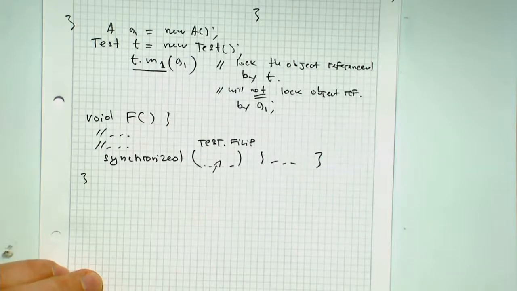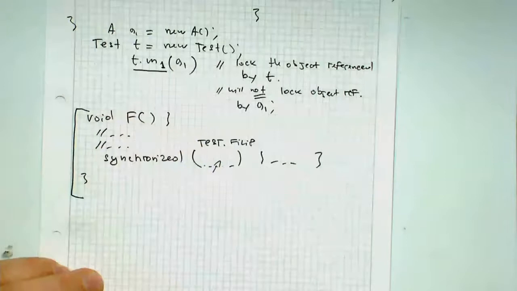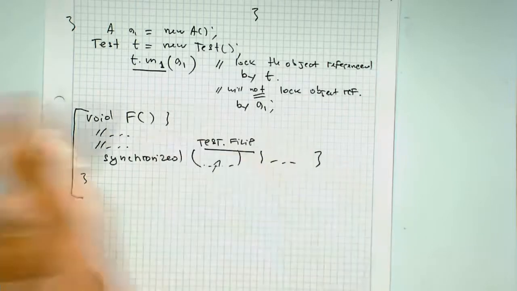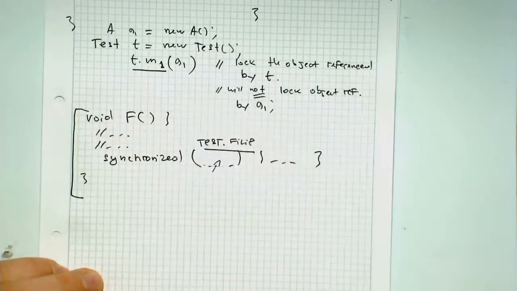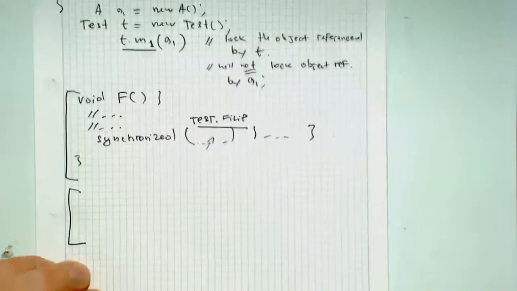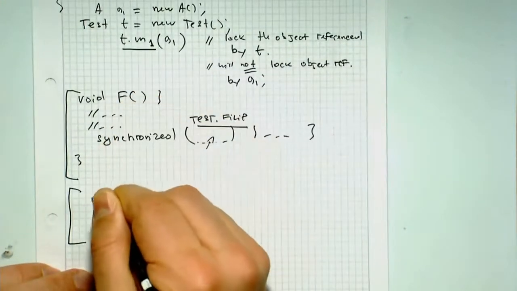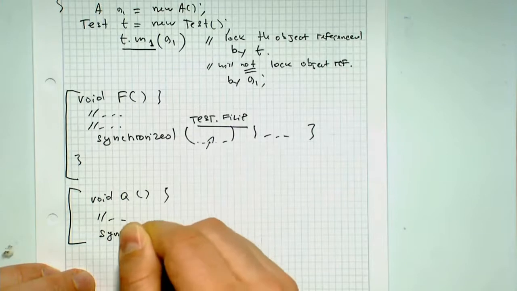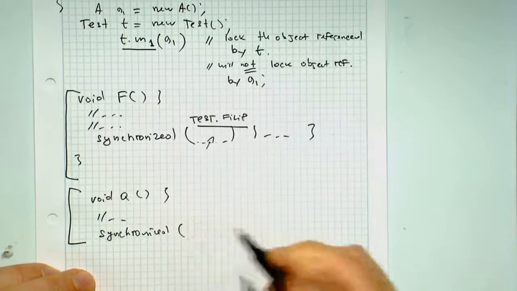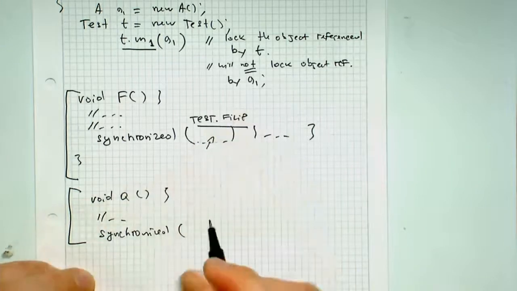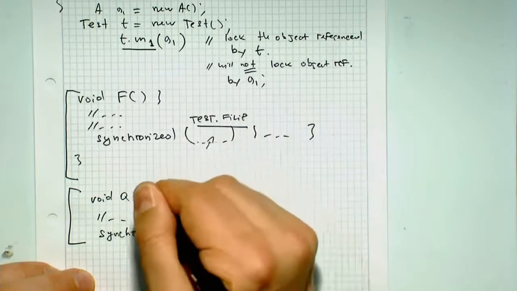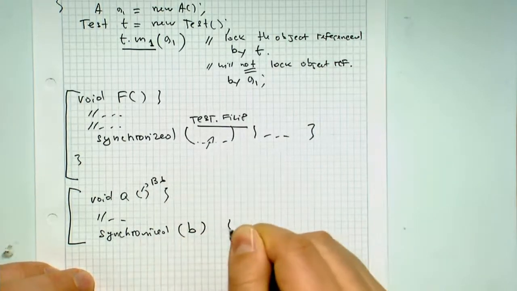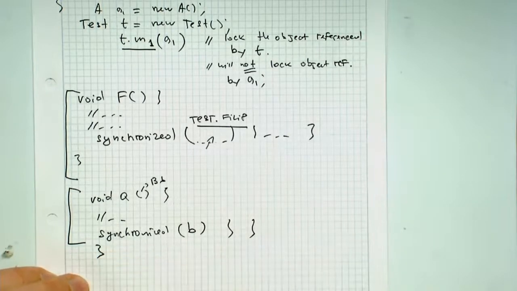Let's suppose that here I have F, and I'm locking on some object, test.philip. This is just some static field that I took the object from. And then maybe here I have another method, let's call it Q. This Q is doing synchronize on some other object. Let's say it was taking some parameter B, an object of type B. So I can do lock B and then exit this thing.